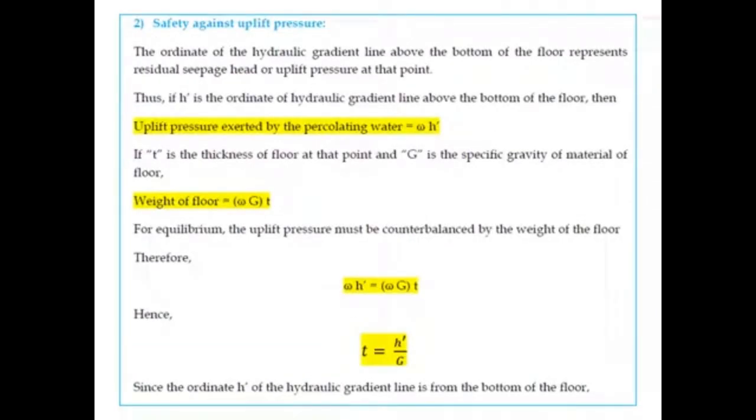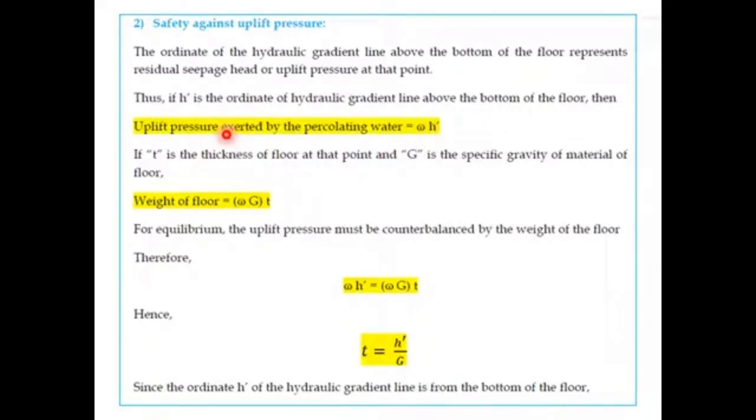Then safety against the uplift pressure. The ordinate of the hydraulic gradient line above the bottom of the floor represents the seepage head or the uplift pressure head at that point. So for example, if H dash is the ordinate of the hydraulic gradient line above the bottom of the floor, then the uplift pressure is the specific weight into the ordinate of the hydraulic gradient line above the bottom of the floor, so W into H dash.